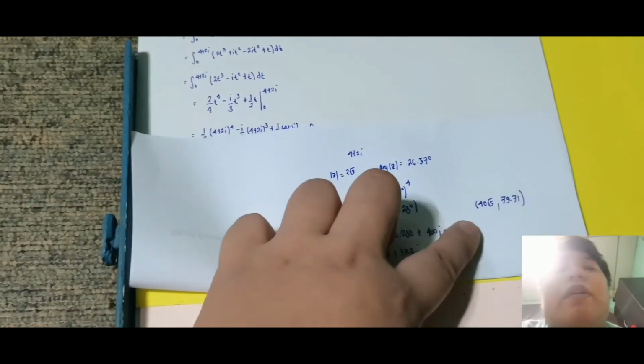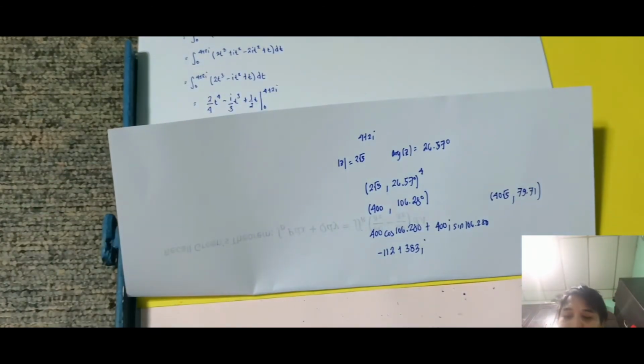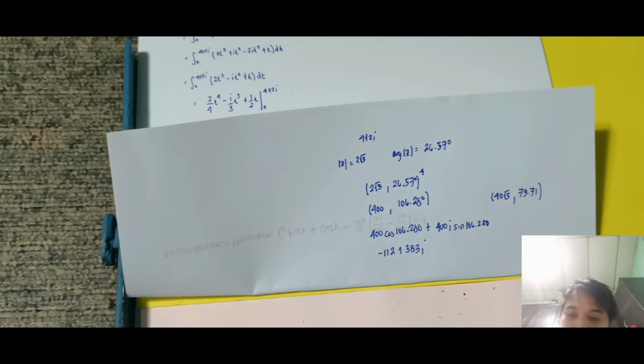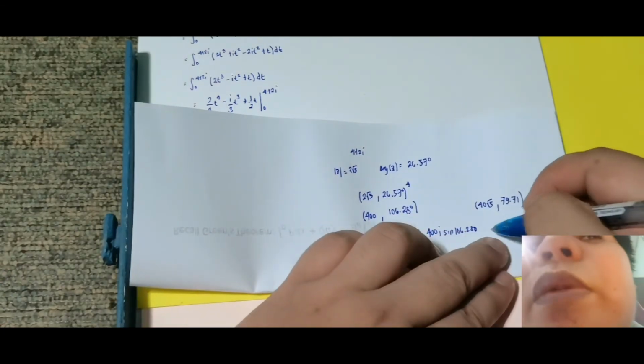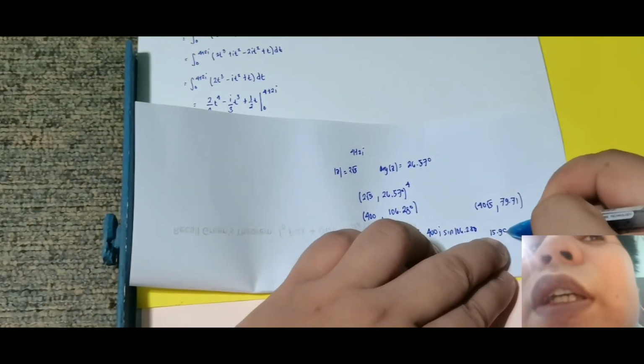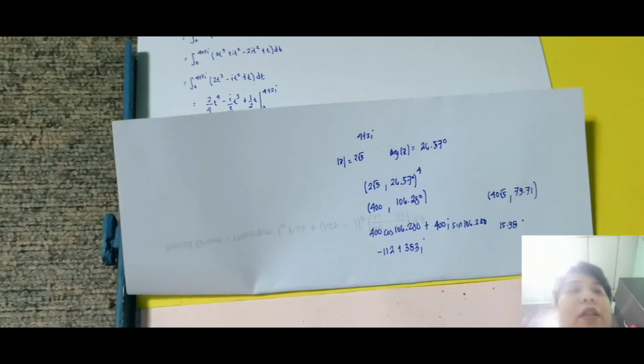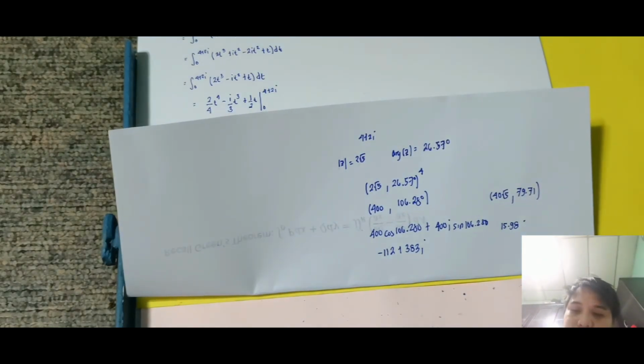Okay, so, ito naman, that is 40 square root of 5, tapos cosine ng 79.71. Okay, so that is 15.98. So ito daw ay 15.98. So then gawin ko siyang minus.